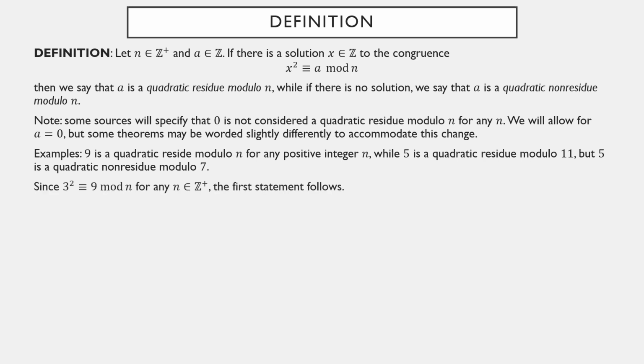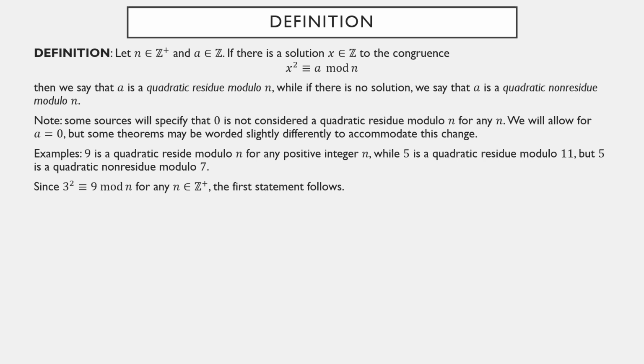Well, first up, why is 9 a quadratic residue mod n? Because 3 squared is equal to 9 as an integer, 3 squared will be equivalent to 9 no matter which n we pick. So there was a solution to x squared equivalent to 9 mod n. Just let x equal 3, or negative 3 for that matter. Therefore, 9 is a quadratic residue mod n.